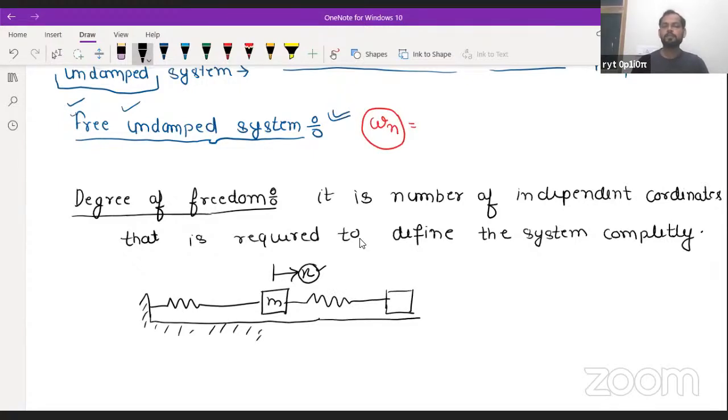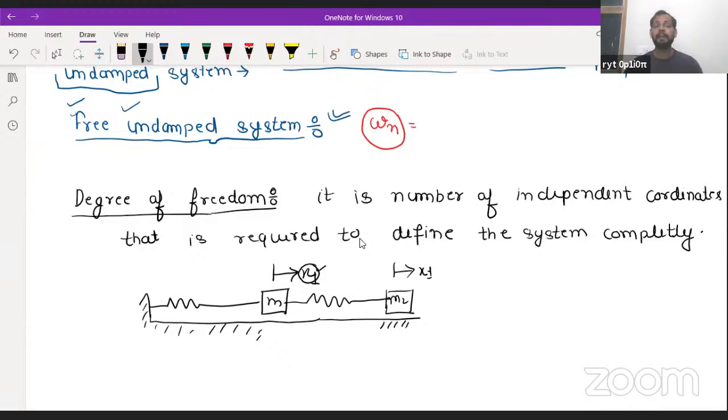Now, is it possible to describe the complete system with only one coordinate, that is x? No, it is not possible. Why? Because if we are giving x1 displacement to this mass, then we cannot say that the x1 displacement will be of this mass m2 also. We cannot conclude that the displacement of mass 2 will be x1.